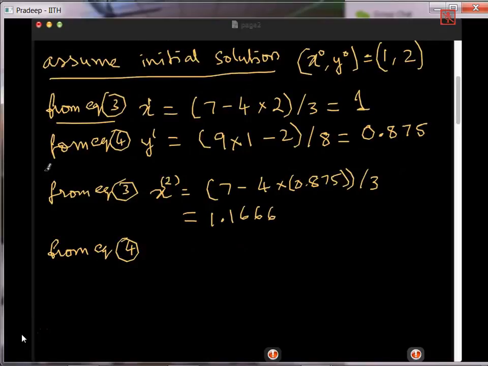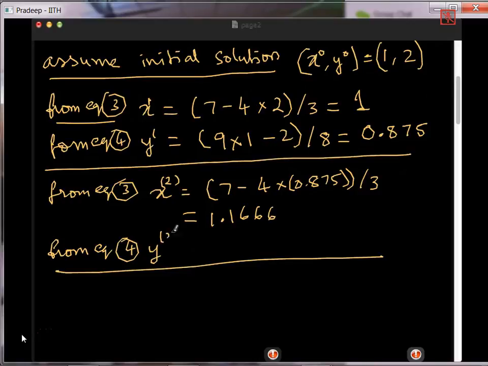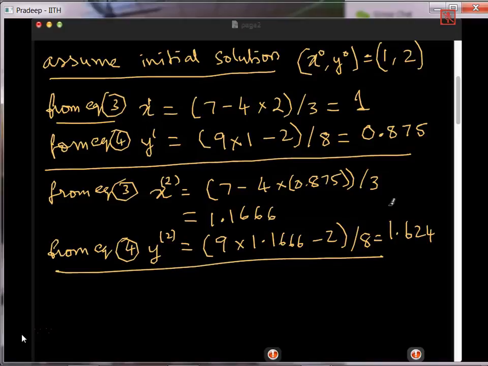Go back and apply equation 3. y2 equal to 9 into, in place of x I have 1.1666, minus 2 divided by 8. So then I get the value. What is the value I am getting? 9 into 1.666 minus 2 divided by 8 is 1.624. So I got the value of y.